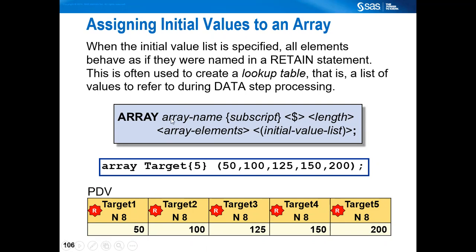So how is the syntax? Array statement starting with the keyword, give your array name, give the subscript. If it's a character variable, give the $ sign and the length. Then you can give the array element names, or you can directly provide the initial values. Hence, they have provided the initial values, separated by commas.